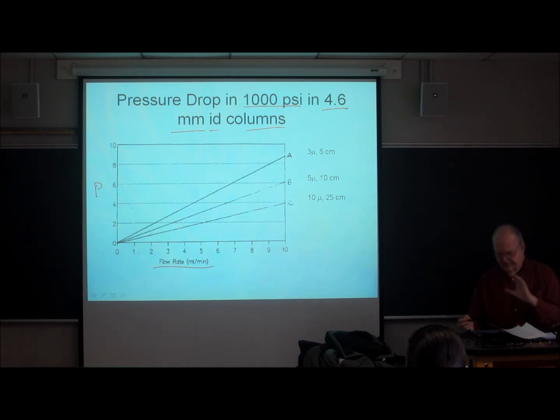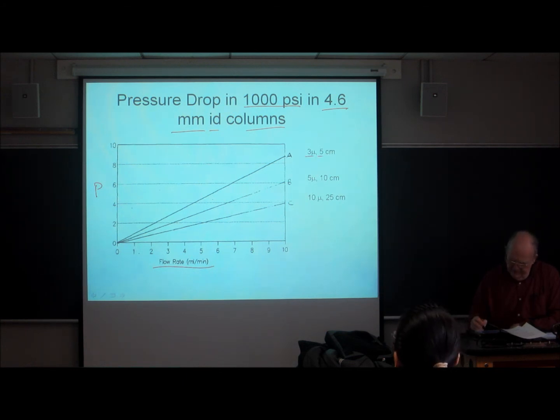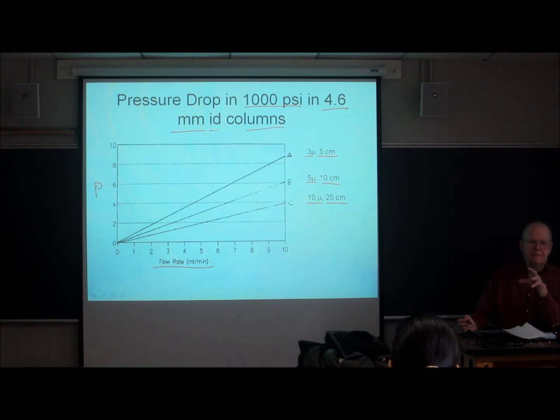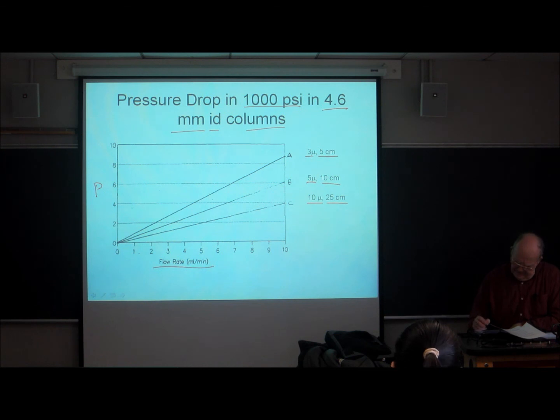And I've done this for 3 representative columns, 3 micron, 5 centimeter, 5 micron, 10 centimeter, and a 10 micron, 25 centimeter. I picked those numbers because the plate counts are about the same. And you can see that the pressure drop here is a lot higher than the pressure drop there, even though it's a shorter column. Why do you think we would do this? I said the plate counts are the same.